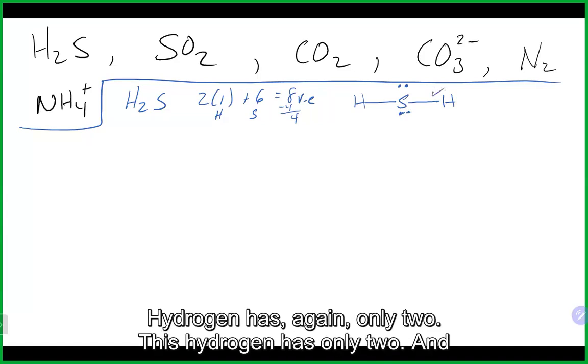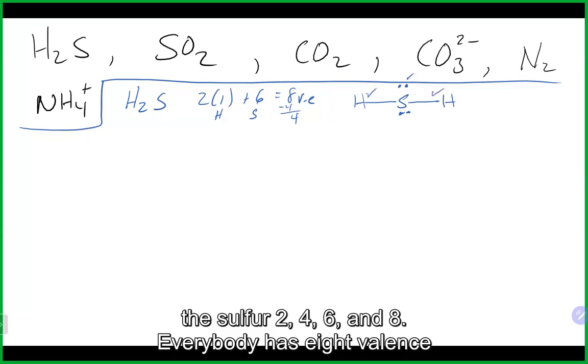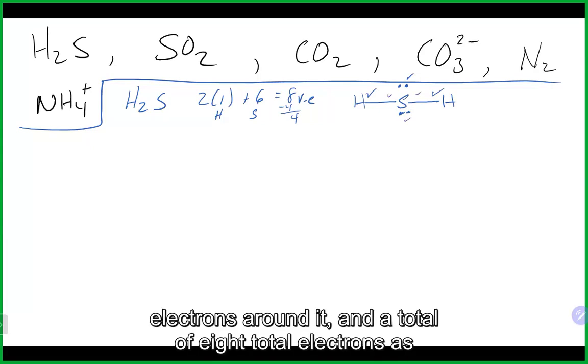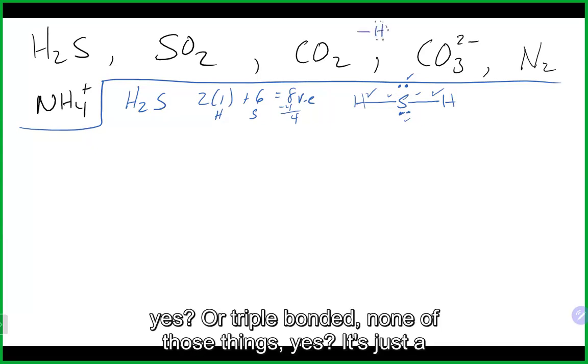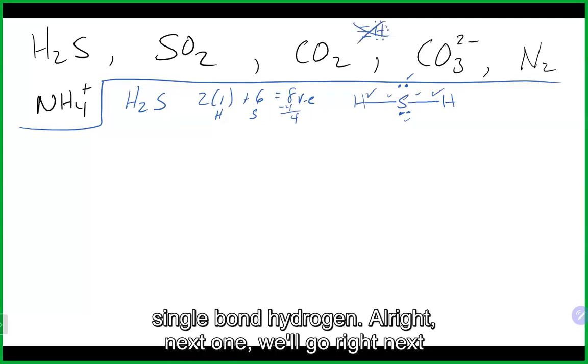Hydrogen has, again, only 2. This hydrogen has only 2, and the sulfur 2, 4, 6, and 8. Everybody has 8 valence electrons around it, and a total of 8 electrons as well. So once again, no hydrogens that look like this, or triple bonded, none of those things. Just a single bond hydrogen.